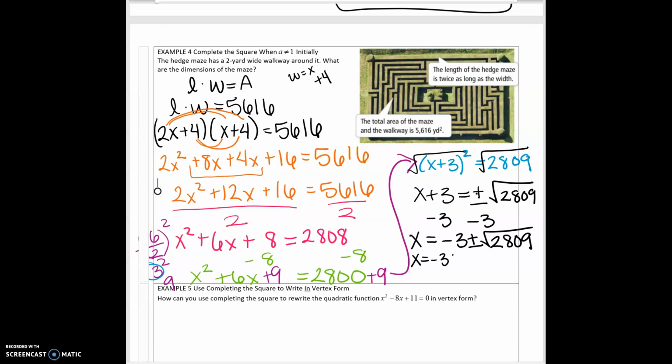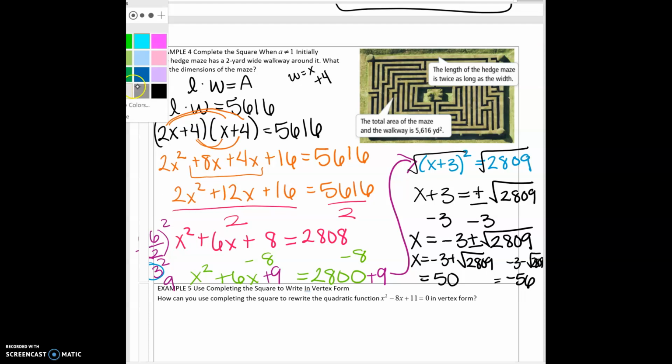So x equals -3 plus the square root of 2,809, and that will give you 50. And then if you did the minus, so -3 minus the square root of 2,809, that gives you -56. Since this number here is the width, our answer has to be positive because we're looking at a length. So it has to be the positive because of the length.